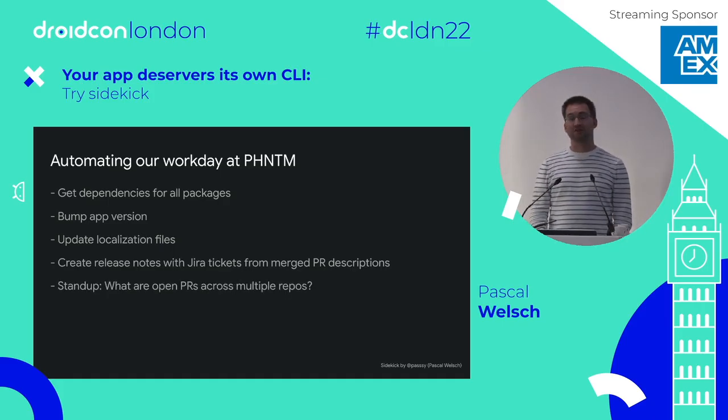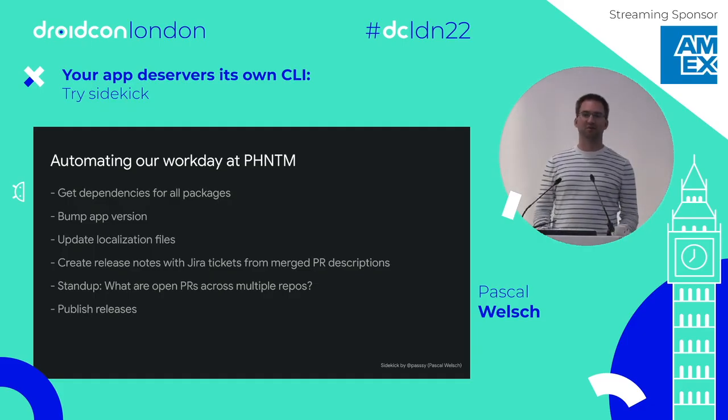What about stand-ups? If you're working in a Scrum team and you have multiple repositories, why not show the last commits that have been merged in the last 24 hours or open pull requests, something that we have to discuss. Maybe some pull requests are open longer than a day, so we should talk about that. Things like that can be easily automated. And of course, publishing releases. We all know that. That's something where we usually start automating our stuff.